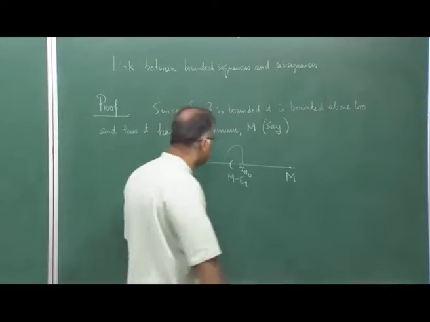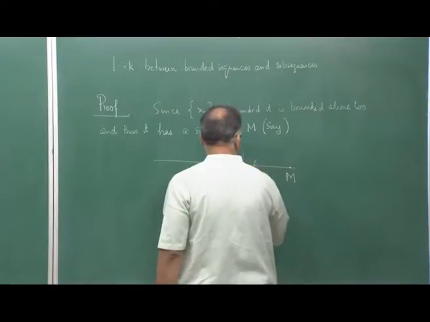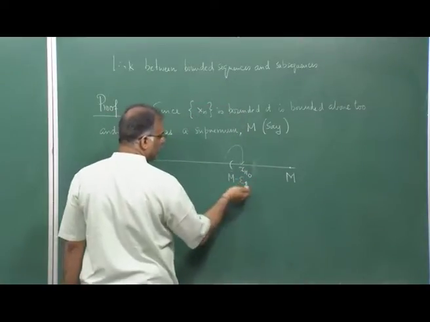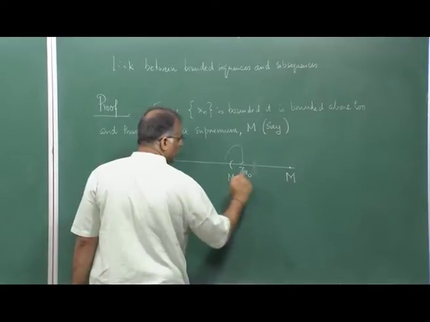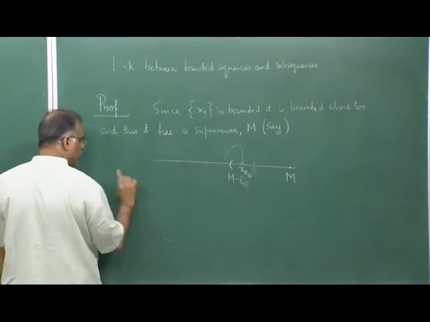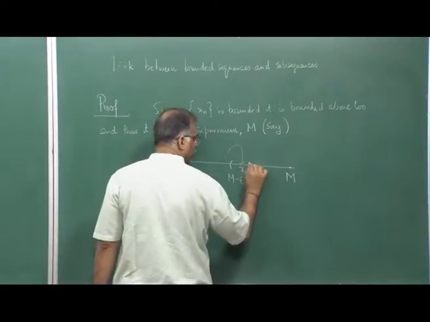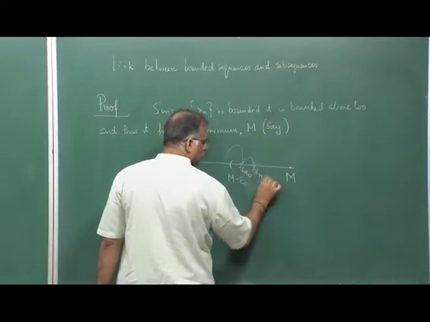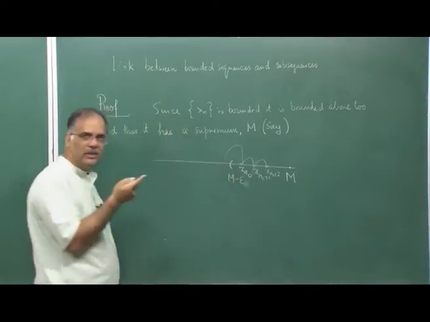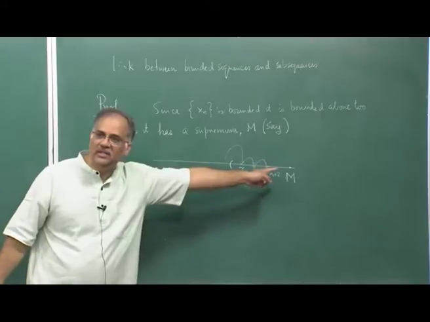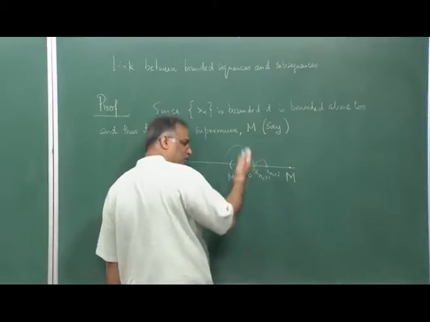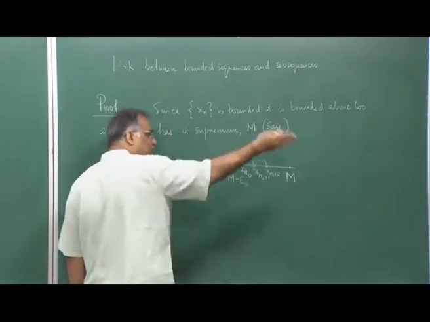Now, what will I do? I will choose an epsilon 2 in such a way that, given epsilon greater than 0, there will be an x n naught which would be bigger than m minus epsilon, since m is the supremum. Now, anything x n naught plus 1, x n naught plus 2, everything lies here because everything is bigger than x n naught. So, everything should be inside this interval. So, any n bigger than n naught must give x n bigger than m minus epsilon.